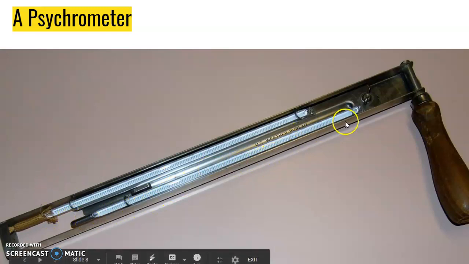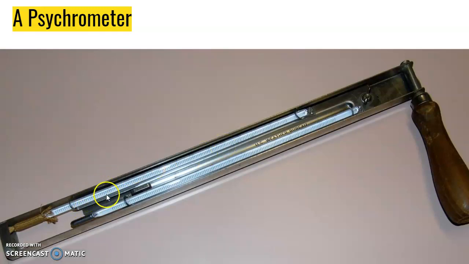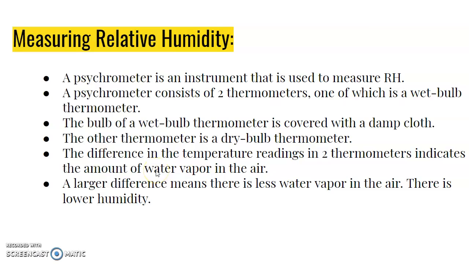Now we have a dry bulb thermometer. This one is a dry bulb thermometer. And this one is a wet bulb thermometer. If you see, it is wrapped with a damp cloth, and that is why it is called a wet bulb thermometer. And when we measure the difference in these two thermometers, that's how we find out the relative humidity.